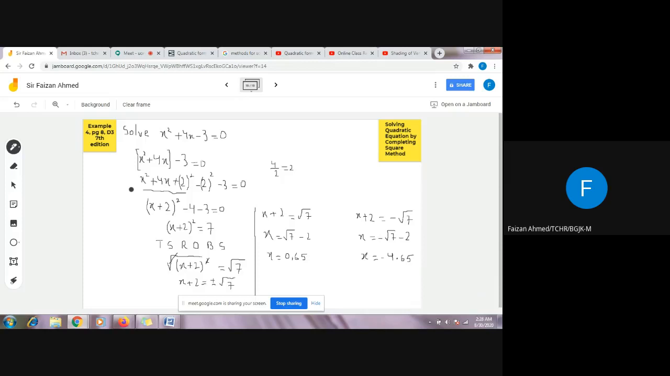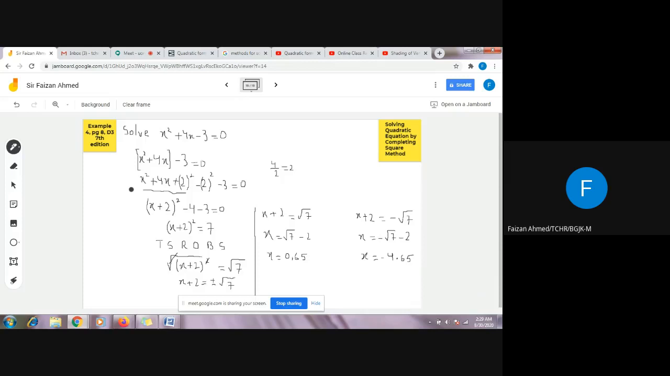The next method is the formula method. The formula method is very easy, but we haven't discussed that method. So we are going with the completing square method, because this method is always applicable. It can be applied in any situation, just like the formula method. And we are not going for the graph method because the graph method is very laborious. So that's why we are going for the completing square method. You guys know how to apply it.